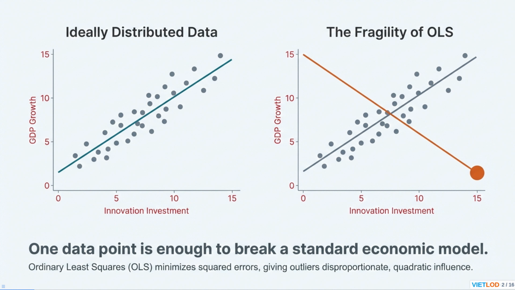This solitary data point, an extreme observation, pulls the entire OLS regression line downwards, completely reversing the perceived relationship from positive to negative. This stark visual demonstrates the immense fragility of OLS. A single data point is indeed enough to severely distort a standard economic model. The underlying reason for this sensitivity is that OLS minimizes squared errors, which gives outliers a disproportionate, quadratic influence, making them incredibly powerful in skewing the model's outcome.